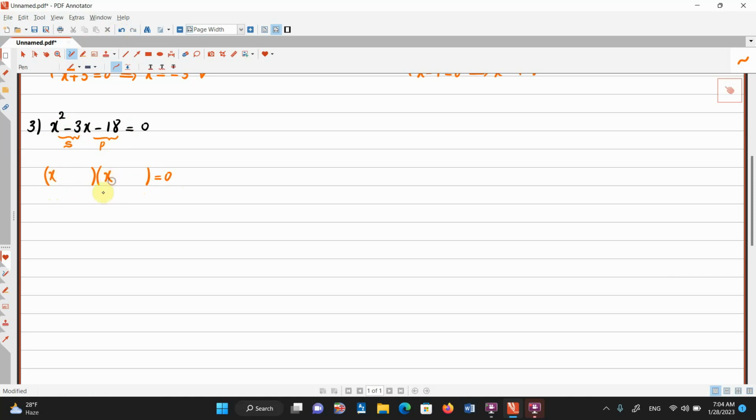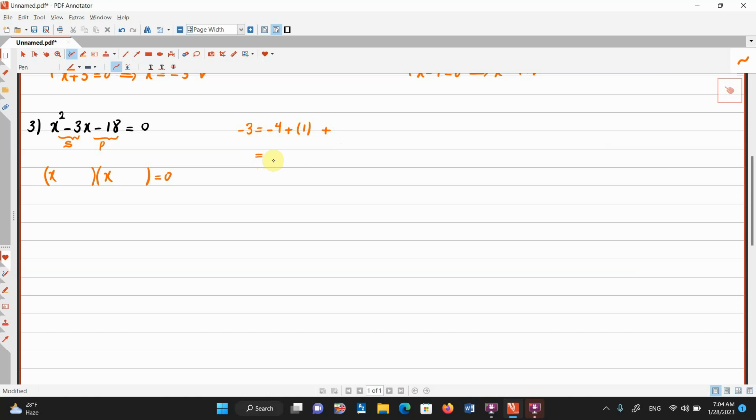And x here, another x here. This sum, which is -3, should be written as a negative number plus a positive number. Starting with the negative number exactly before -3. What is before -3? That is -4. -4 plus 1 is -3, but product of these two, -4 times 1, is not -18. Then this option doesn't work.